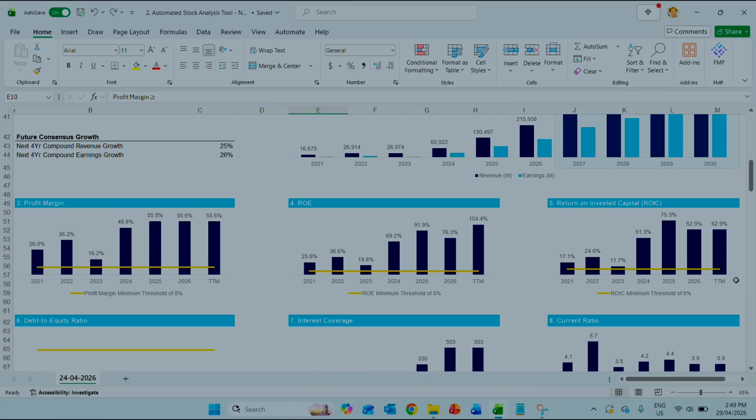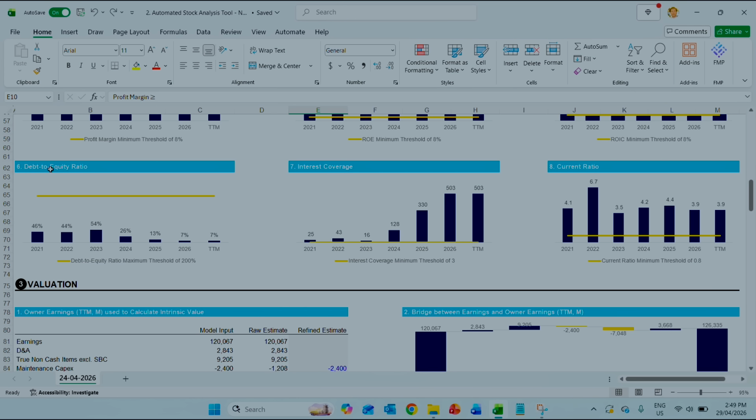Then the return on invested capital, same thing here, 17% in 2021, which is already very good. And now we've got 62.9%. Excellent. Okay. Debt to equity ratio, we want a maximum of 200%, but ideally we want way lower than that, and that's exactly what we have here. And not only that, but the trend is down, which is exactly what we want. Interest coverage, perfect, is going up, and it's way higher than the threshold of 3.